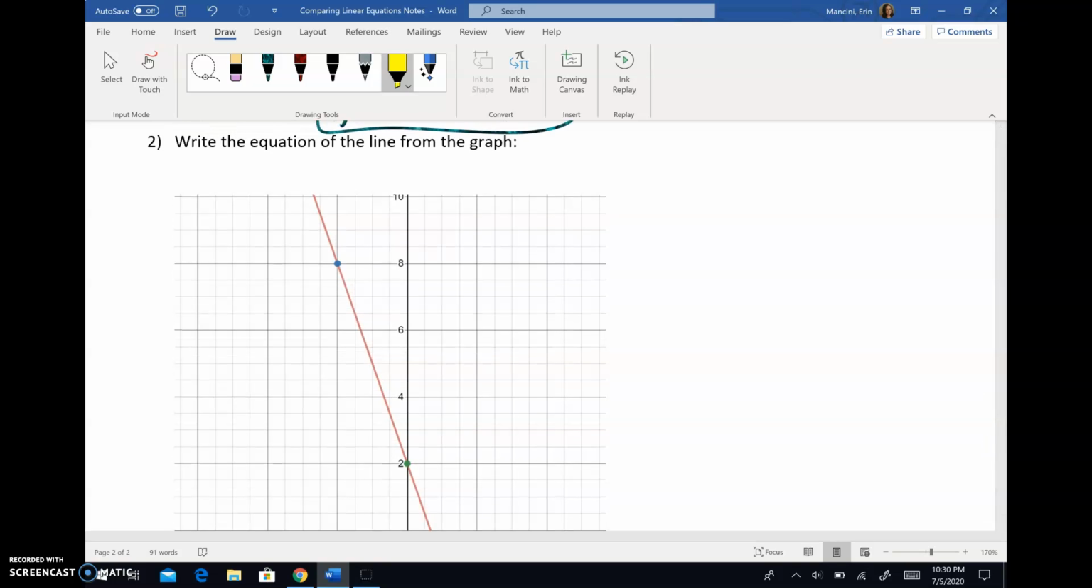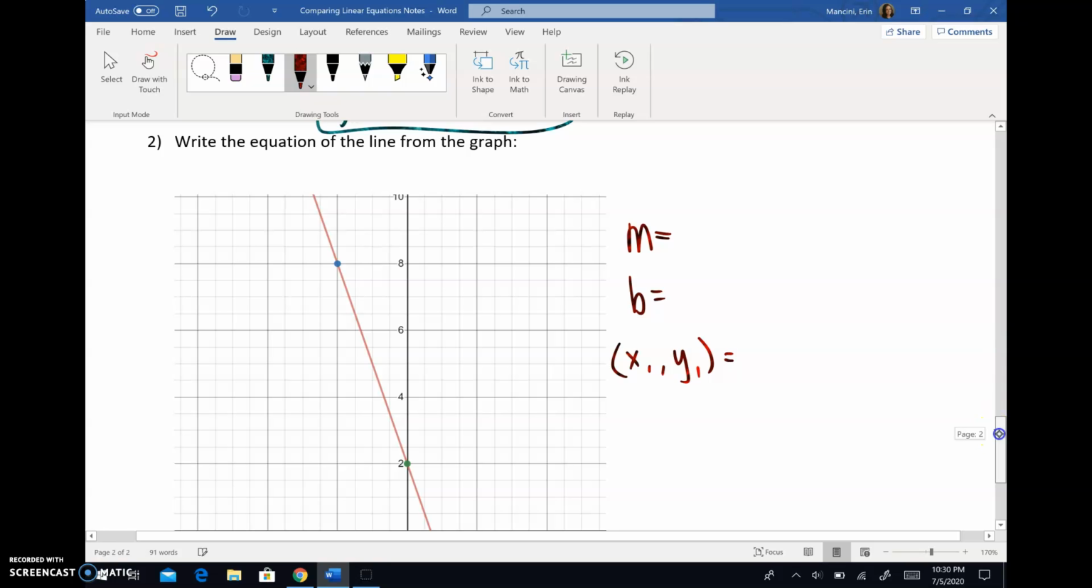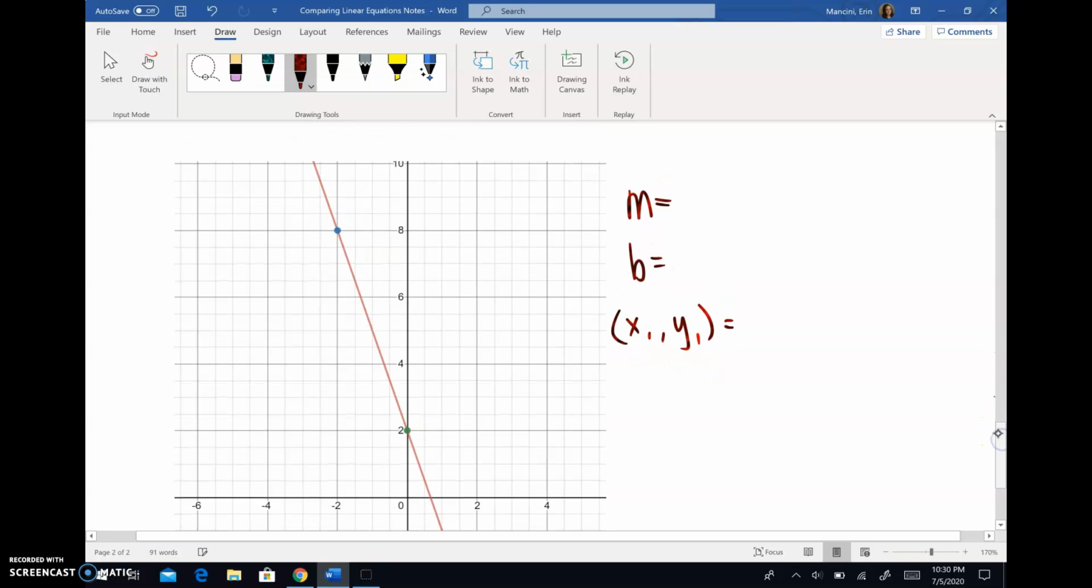Okay, the last scenario is, what if you have a graph instead of me giving you the information? Then you have to find the information you need. As a reminder, for both forms, you need a slope, so we definitely need the m. Then you either need the y-intercept, or you need a point to write it in point-slope form. So we're going to pull these things from a graph, and then we can write the equation.